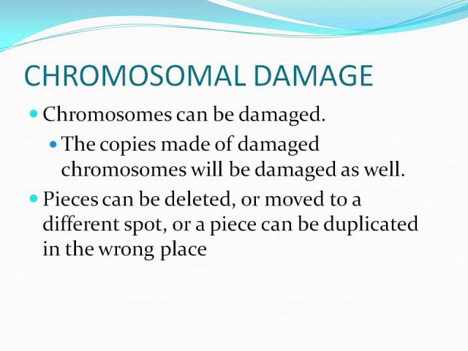Chromosomes can be damaged. Now, copies are made of these damaged chromosomes. They're going to be replicated, and each one of the subsequent daughter cells' chromosomes are going to be damaged because they are identical to the original damaged one. Pieces can be deleted or removed or moved to a different spot, or a piece can be duplicated in the wrong place.